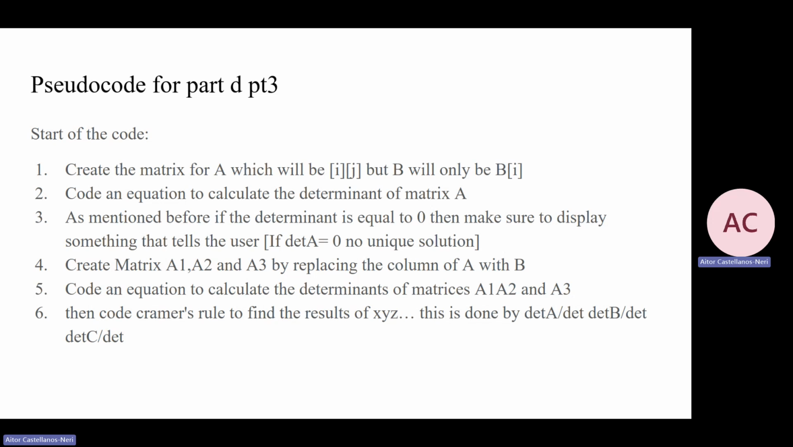So once again, we just create that something to replace it. And then we code an equation to calculate the determinants. And then we could code Cramer's rule to find the results of X, Y, and Z. This is done by dividing determinant A by determinant B by determinant C by determinant. And then that's our X, Y, and Z.